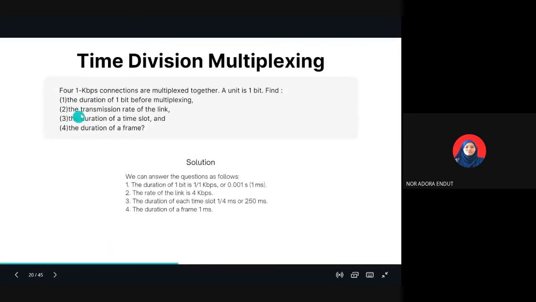Okay, 1000 di sini sebab kita ada 1000 bit lah. Okay. What is the rate of the link? The rate of the link must be n times faster. So kita ada 1 kilobits per second dan ada 4 channel. So it could be 4 kilobits per second. Okay, kalilah. So dia n times faster kan.